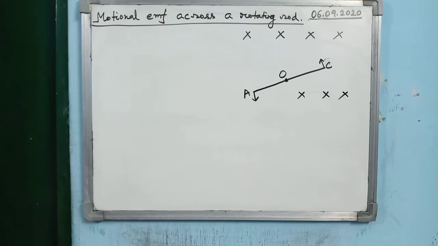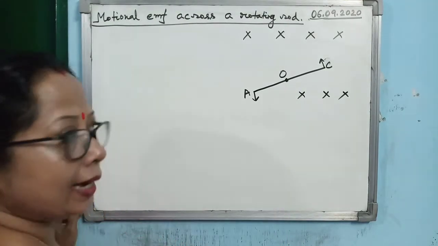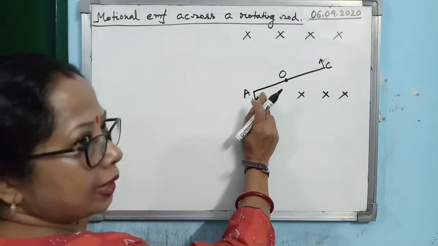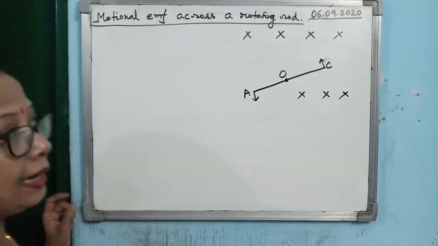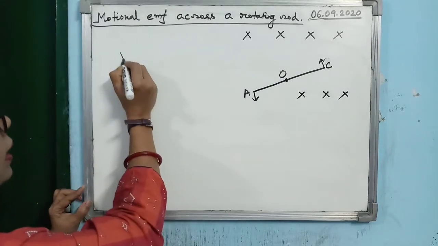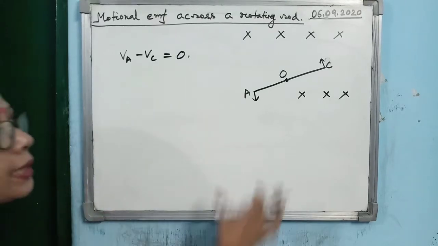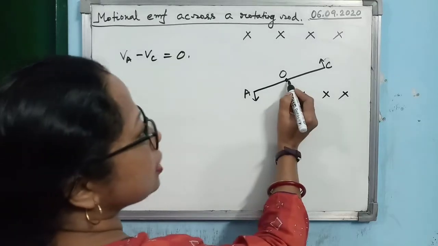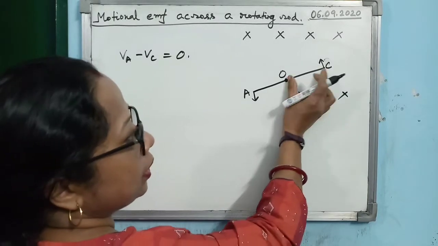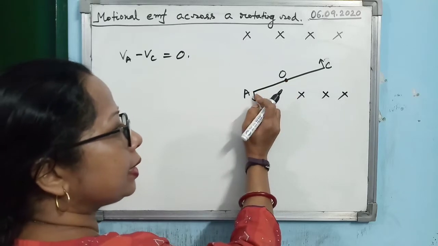Now suppose the rod is not rotating about its one end, but is rotating in the anti-clockwise direction about its midpoint. In that case, what will happen? In that case, you can write VA minus VC will be 0, meaning across the ends of the rod, because with respect to OC the motion is in this direction, and when you are considering OA, it is in this direction.